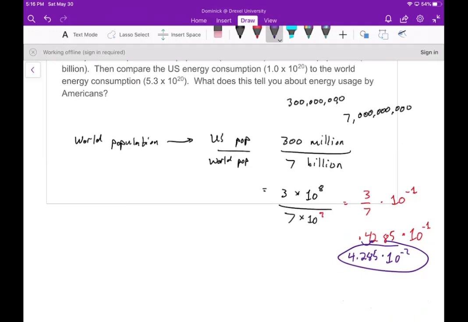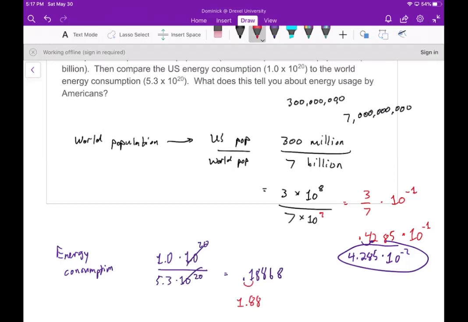Now, if we look at the energy consumption, right, we want to do 1.0 times 10 to the 20th over 5.3 times 10 to the 20th. All right, well, these powers of 10 just cancel. And if I do 1 divided by 5.3, I'm going to get a 0.18868, roughly. And then, of course, once I move it, I'm going to get 1.8868 times 10 to the negative 1.